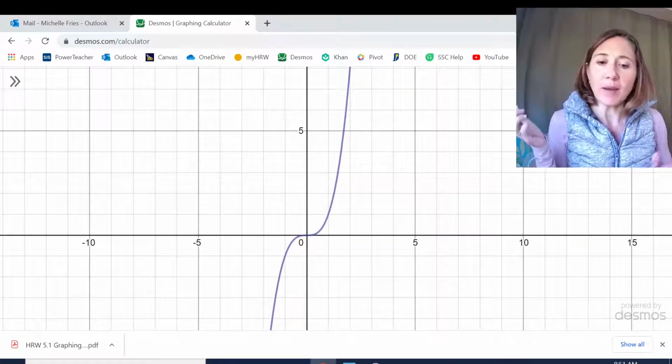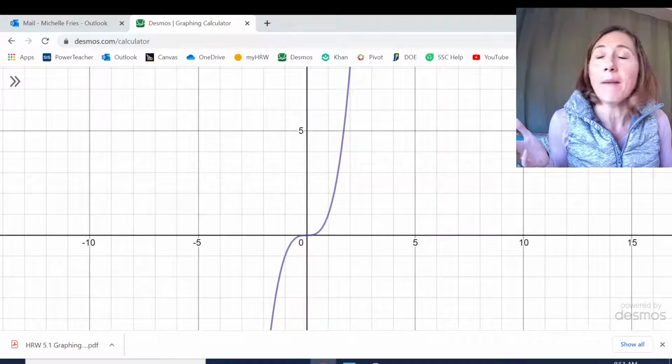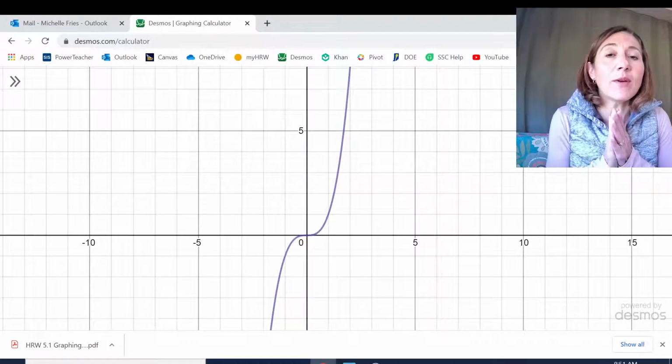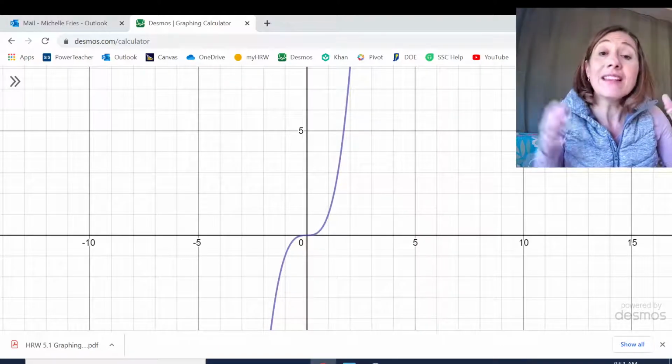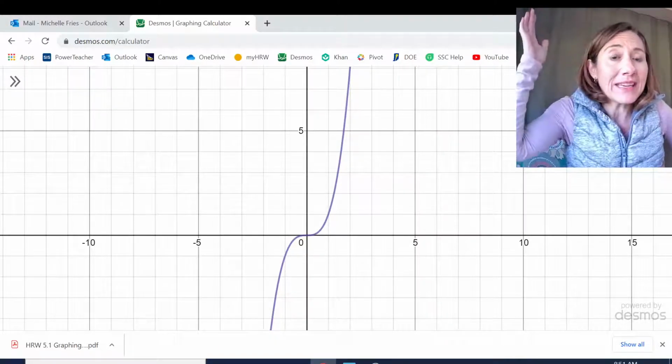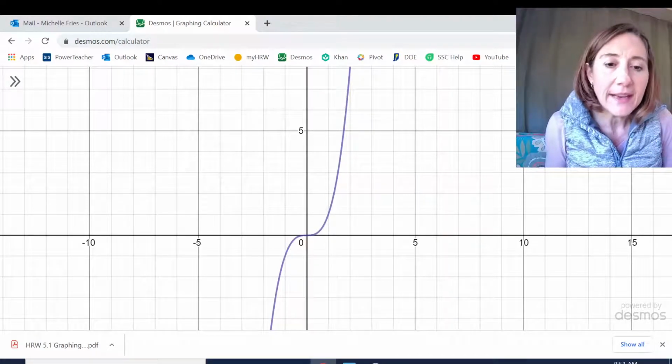So it has this S shape to it. That's different than what we saw with quadratics. Quadratics always had the U shape, either facing up or facing down. This has an S shape, and the arms are going in different directions. So that'll be something we'll look at today and in the coming days.